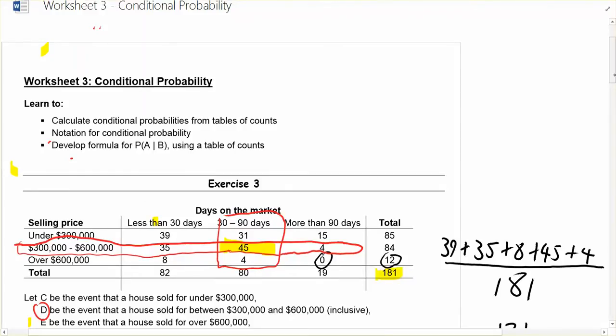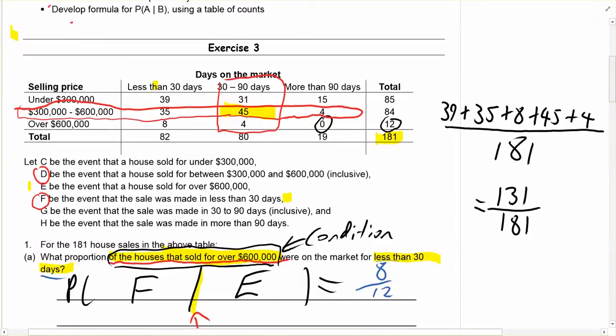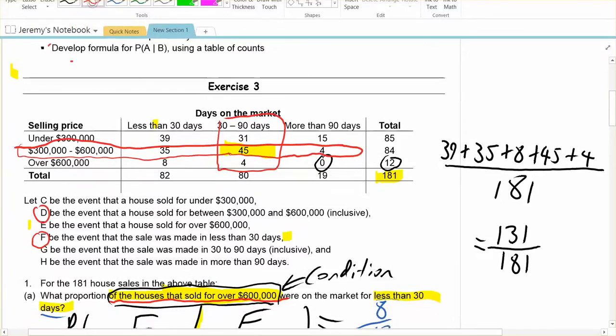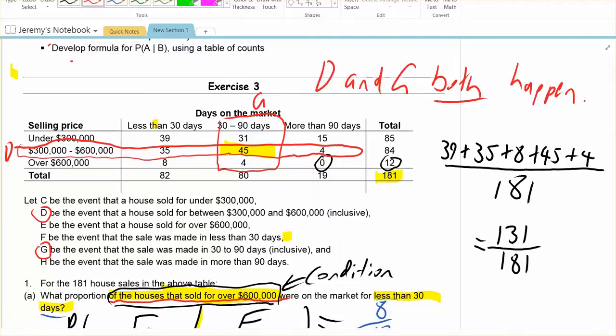Now, the letters we're using, so 30 to 90 days, we're calling that G. And $300,000 to $600,000, we're calling D. So this is the intersection of the events D and G. So where D and G both happen. Well, those particular sales are a member of both events. Those 45. So it's 45 out of 181.